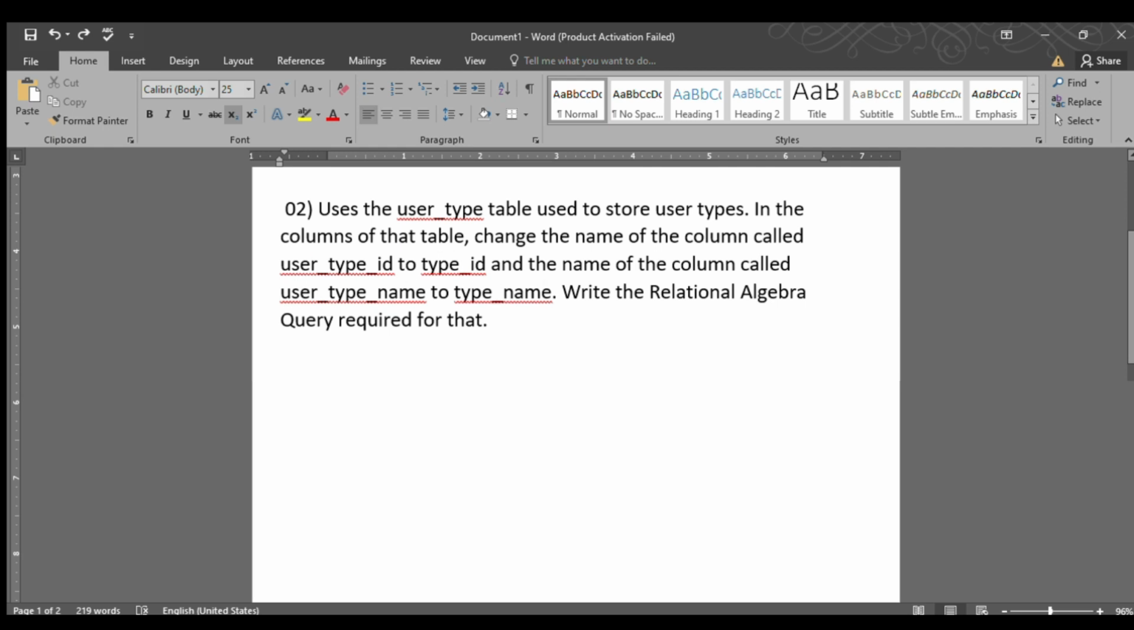So you want to identify the table they have given. That means the user type table, and the symbol is phi. They asked to rename type id and type name, so we put both of those in the subscript, and the superscript goes to the table name, user type. That's it for the second question.